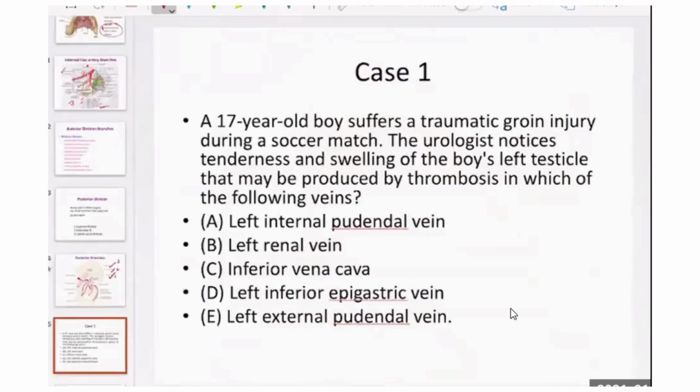A 17-year-old boy suffers a groin injury during a soccer match. The urologist notices tenderness and swelling of the left testicle that may be produced by thrombosis in which of the following veins? The testicular vein, on the left side, drains into the left renal vein. The answer is renal vein.